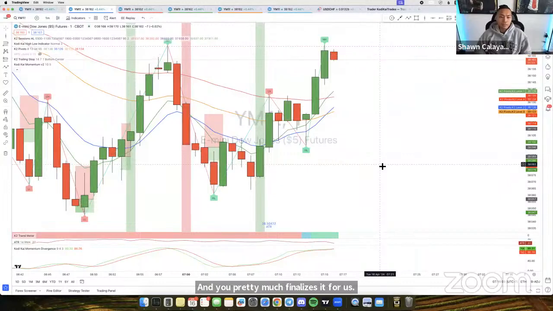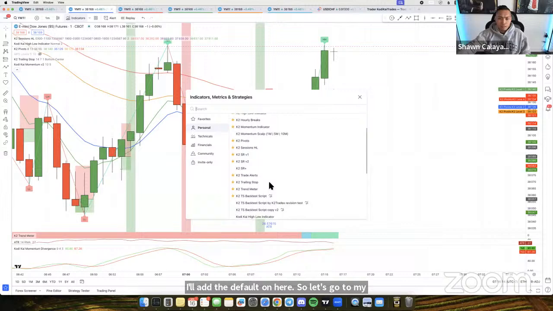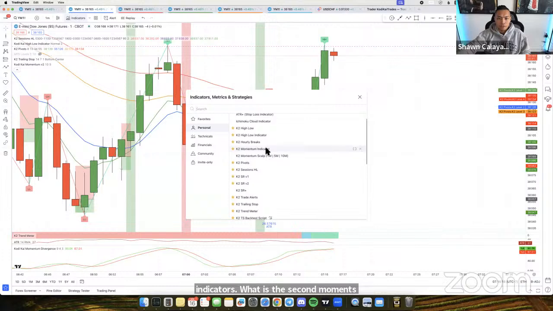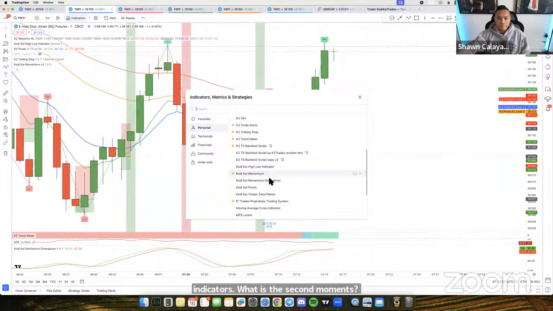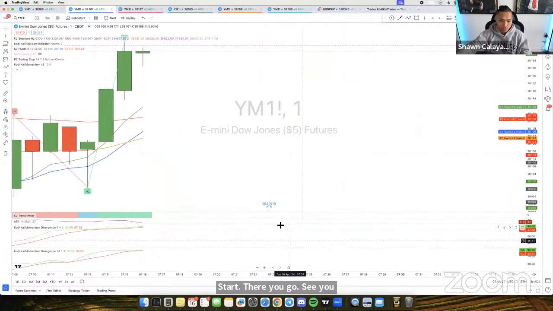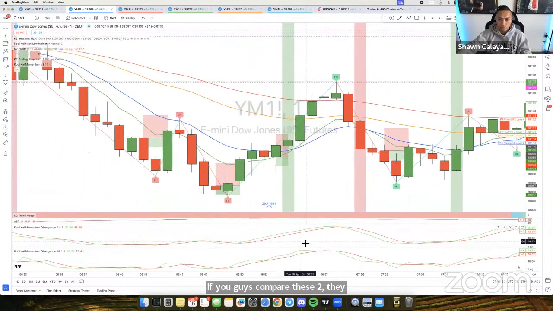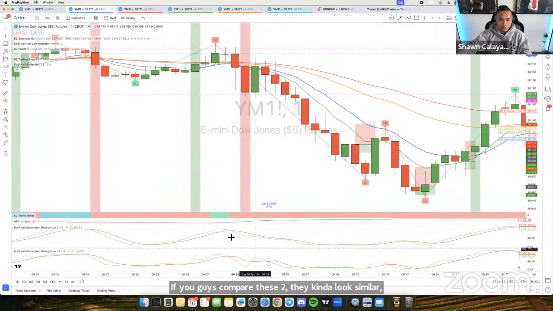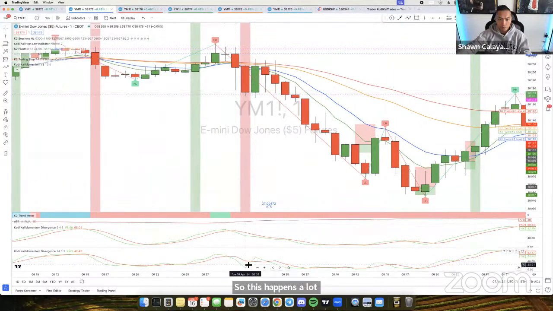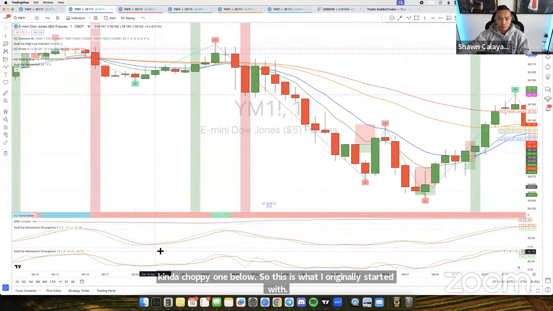So I think these settings are good because the default settings are like here. Let me add the default on here. So let's go to my indicators. What is this again? Momentum divergence. Let's start next to it. There we go. So you guys see here, if you compare these two, and I'll zoom in a little bit, they kind of look similar, but you can see the top one is a lot smoother. The one below is kind of choppy. So this is what I originally started with, and then I just played with the settings a little bit to smoothen it out.